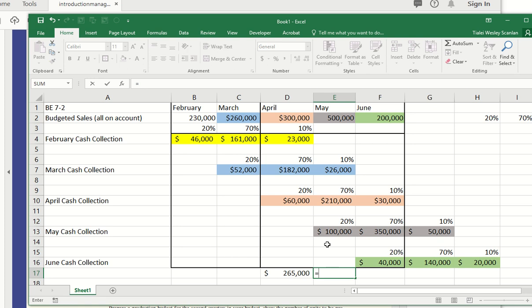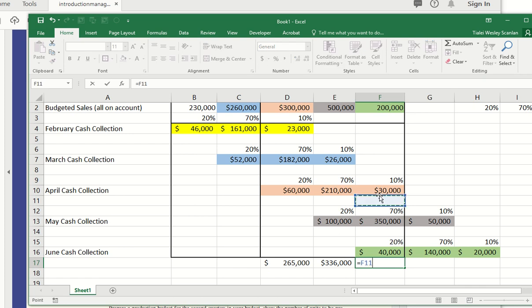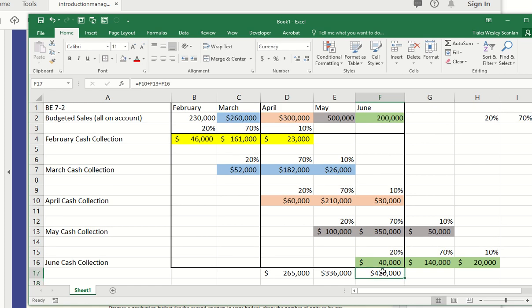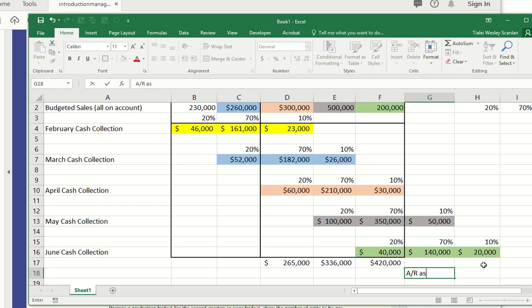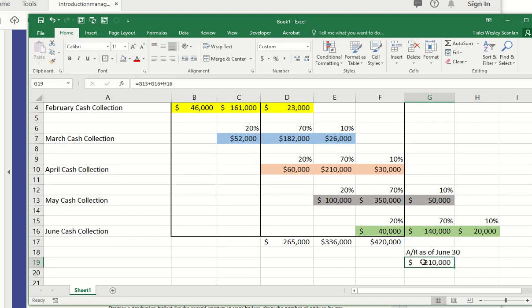For this one, we're going to collect this amount plus this amount plus this amount, and for this one, this amount plus this amount plus this amount. Then they ask what the accounts receivable balance is. If we have not received this cash, then we still have a receivable. So the AR balance as of June 30th is these outstanding amounts, this amount and this amount. That's your answer for your AR balance.